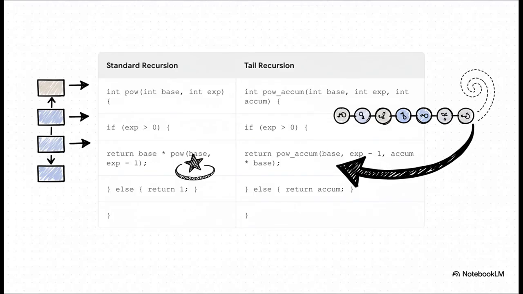Okay, check this out. On the left, you've got your standard run-of-the-mill recursive function. See how after the POW function returns, we still have to do that multiplication? The recursive call isn't the very last thing that happens. But now, look at the one on the right. This is called tail-recursion. Notice how the call to POW_accum is the absolute final action. There's nothing to do afterwards. It just passes its progress along in that extra accumulator parameter.